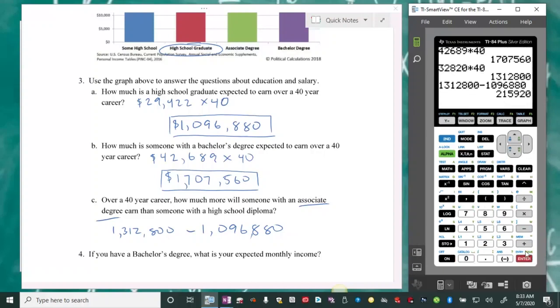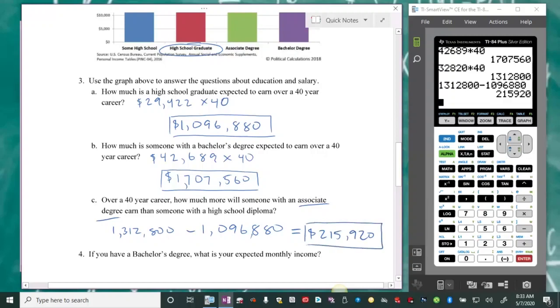Make sure I have all my numbers in there correct, and it looks good. So unless I made a little error there, it looks like we've got 215,920 for the difference in their lifetime earnings.